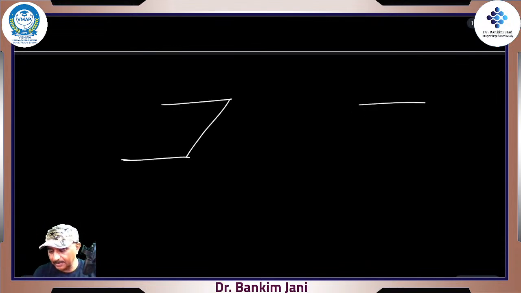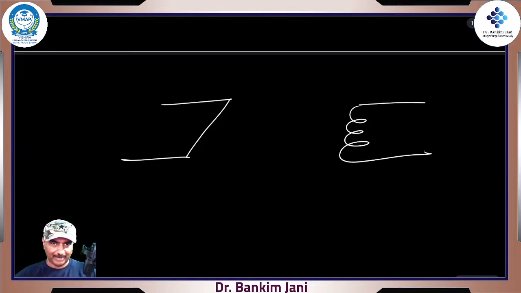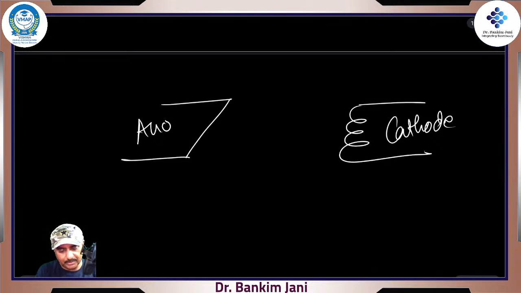Right? And this one is the filament. Obviously, this is a vacuum tube, right? So here, this is called the cathode. So it is heated, right? And this is the anode on which it will strike, right?